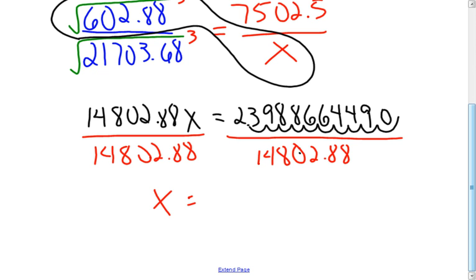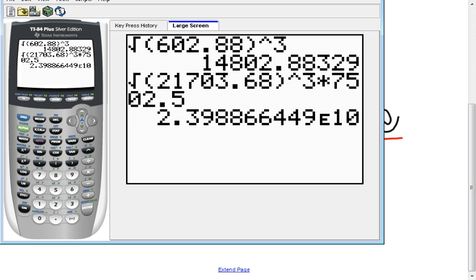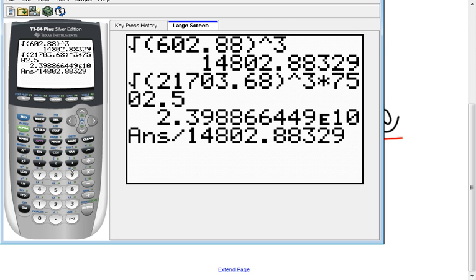So I'm going to come back to my calculator. I already have this number in there, so all I'm going to do is divide by 14,802.88. And actually I can see it up there, it's a little farther than there's the 329. I'm just using as many decimal places as I can get, and then I'm going to push enter.